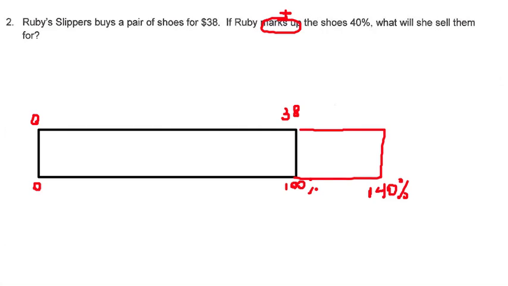And so first we have to find out what 40% of $38 is. So at this time, calculate what 40% is. 40%, well, we know 10% would be $3.80. So 40% would be $15.20.